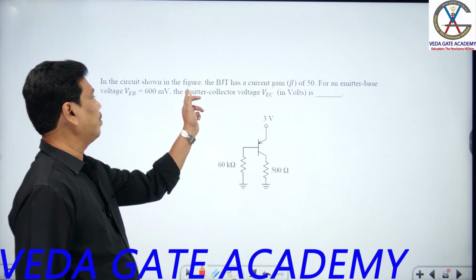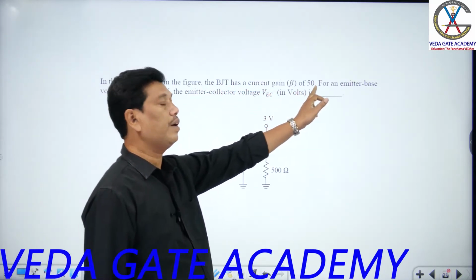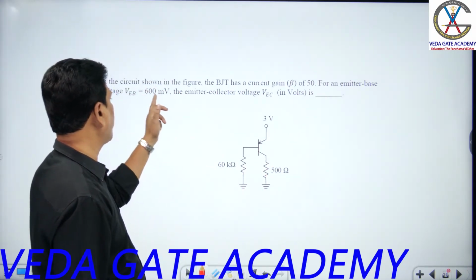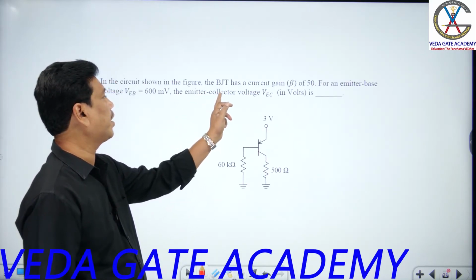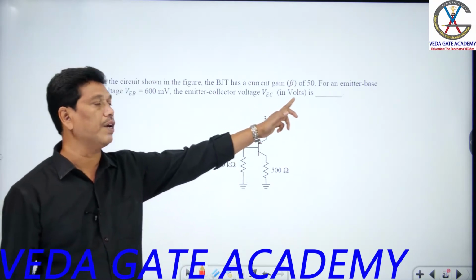In the circuit shown, the BJT has a current gain beta equal to 50. For emitter to base voltage VEB equal to 600 millivolt, he is asking what is the emitter collector voltage VEC in volts, students.